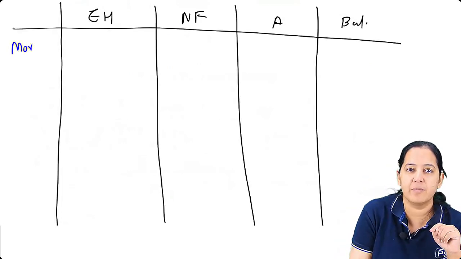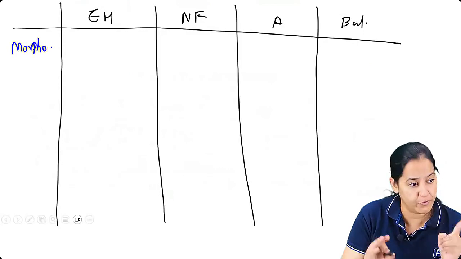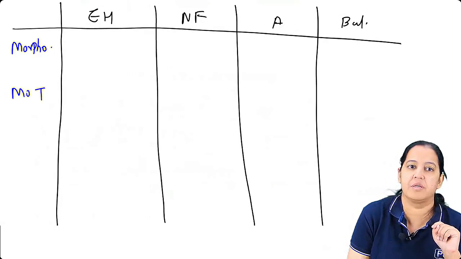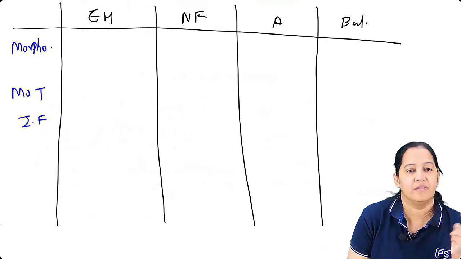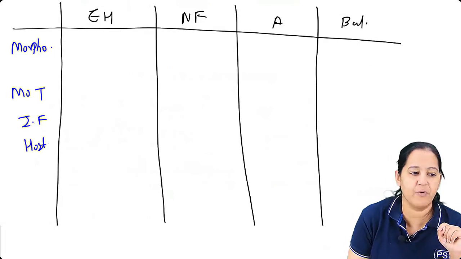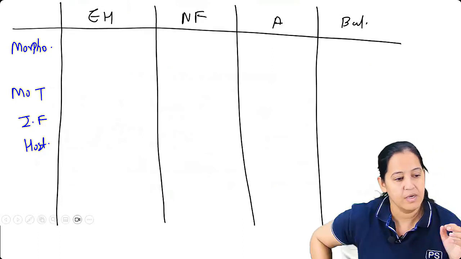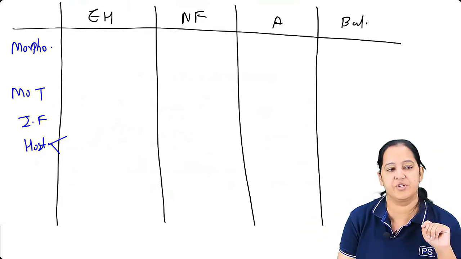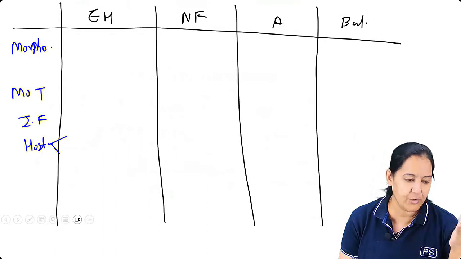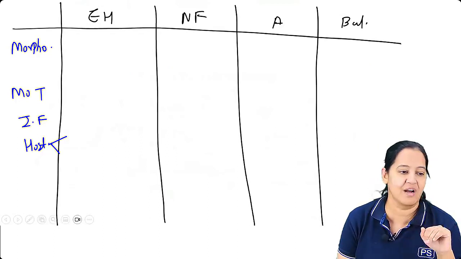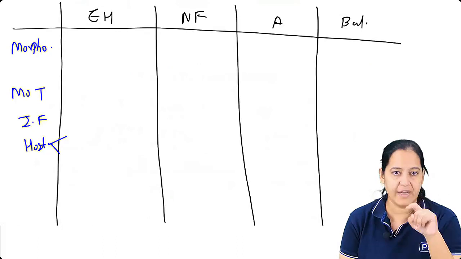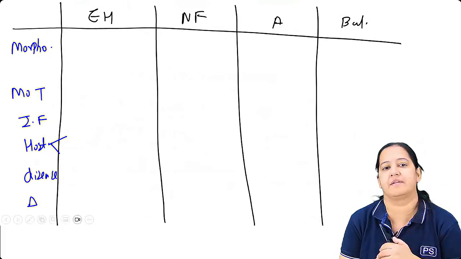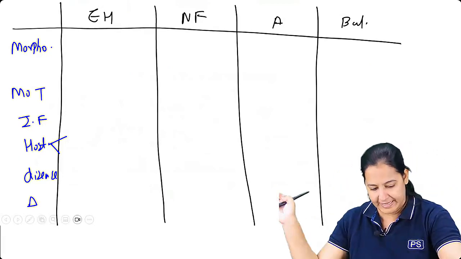First, you have to help me draw the diagrams of all the morphological forms. Then you have to tell me the mode of transmission, then the infective form, then the host. In the life cycle, you only have to remember the host, not the whole life cycle. Who is the definitive host? Who is the intermediate? I am telling you the life cycle so that you can learn; if I tell you directly, you won't understand anything. And you have to tell me the disease. And diagnosis only where it is important. Come on, who will help me? We will fill it in parallel.